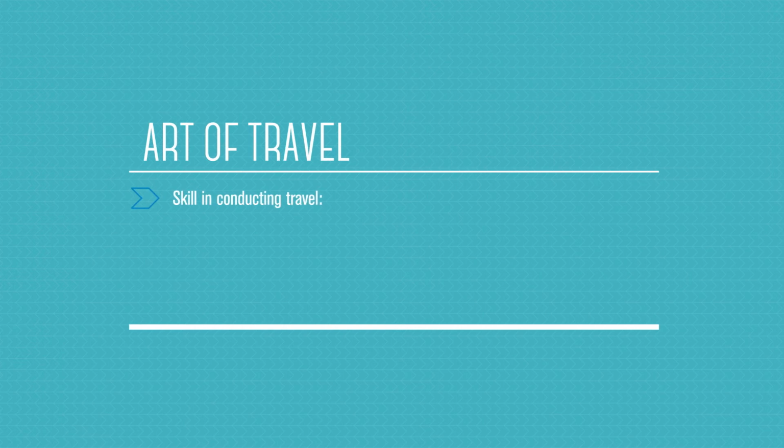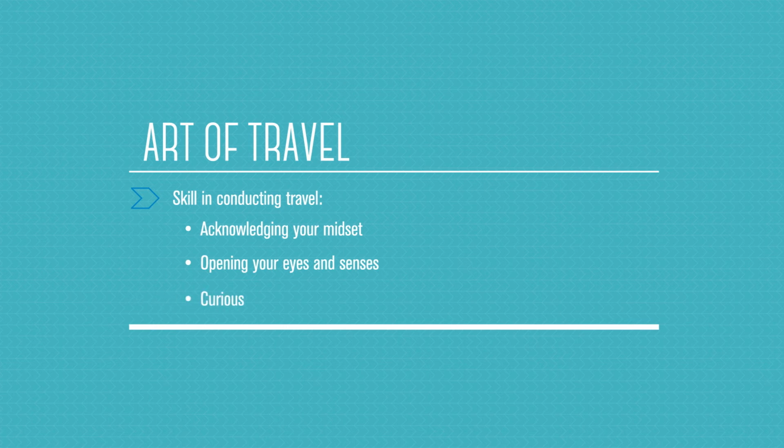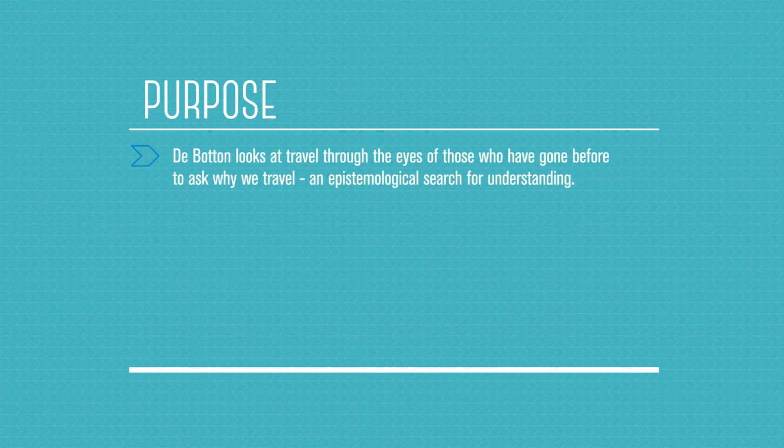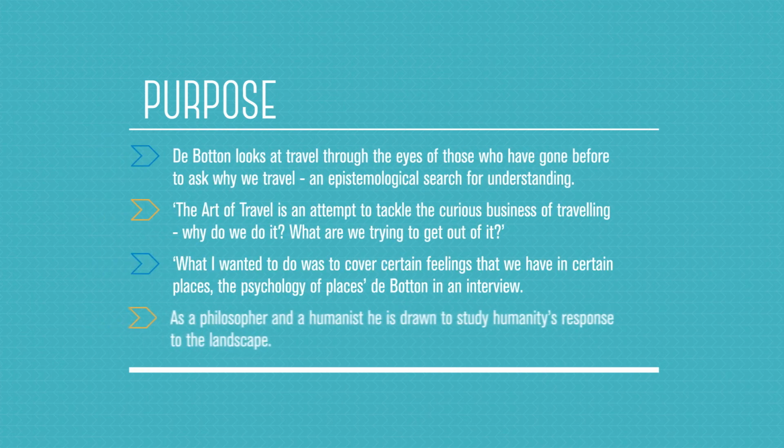He talks about the art of travel as being a skill in conducting travel: acknowledging your mindset, opening your eyes and senses, being curious, accepting, embracing and being inspired. Now remember I said act of representation, why? What's his purpose? Well, he says what I wanted to do was uncover certain feelings that we have in certain places. Now de Botton was a philosopher and he's a humanist, so he's drawn to our humanity's response to the landscape. And he's looking at the epistemological search for understanding.